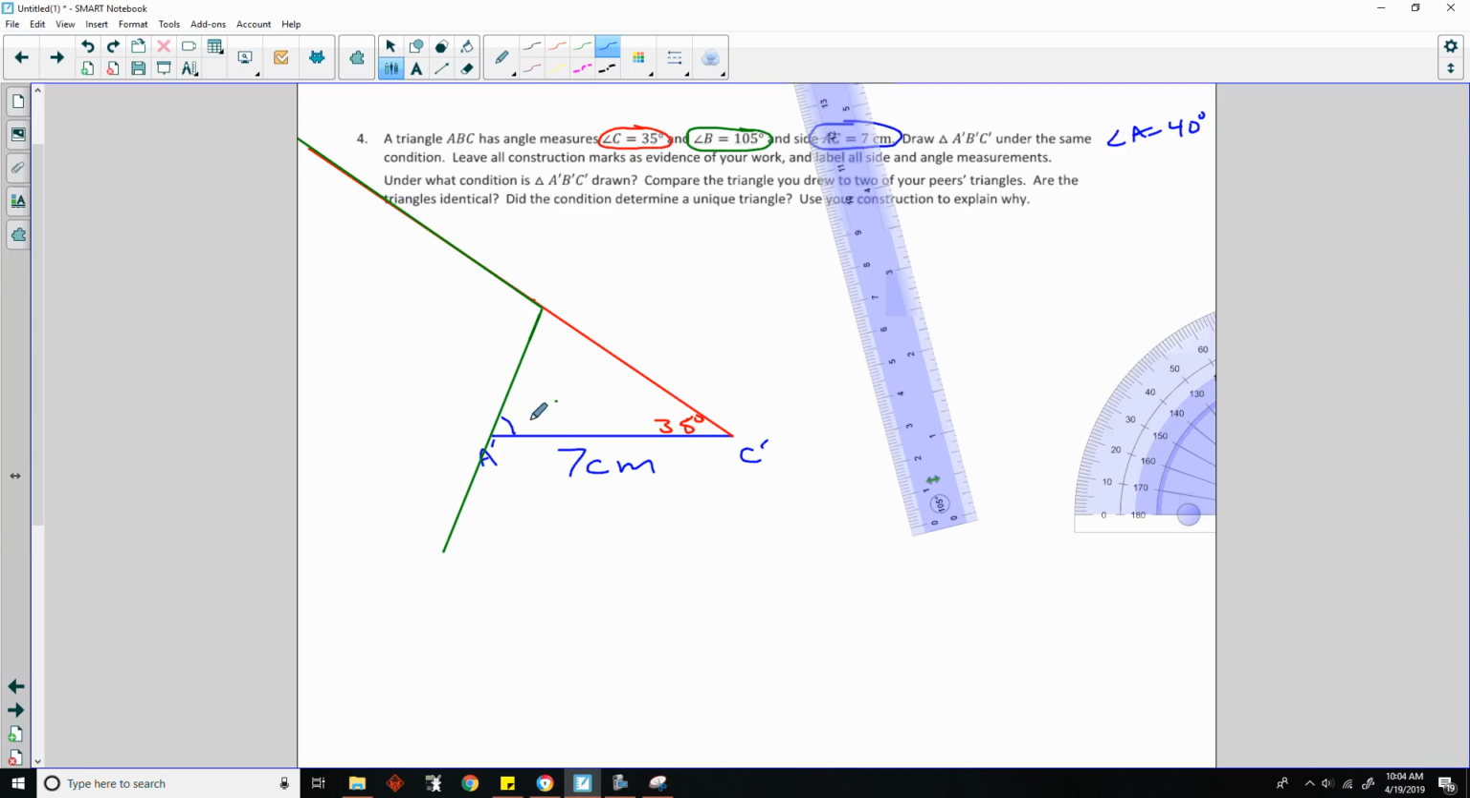I'm now going to label it. This angle here is A prime. That is 40 degrees by the triangle sum theorem. And this angle here is my angle B, which is 105 degrees. Oh, I did that wrong, didn't I? How do I know? Because that's acute. That wasn't very cute. So let me get rid of that.